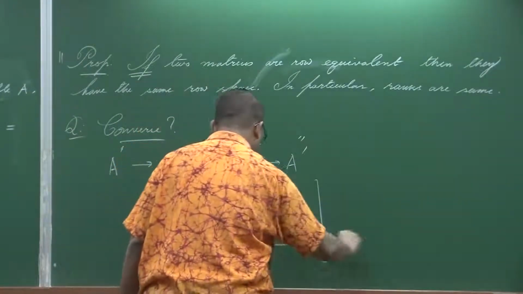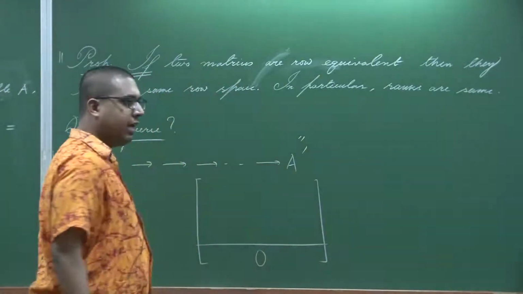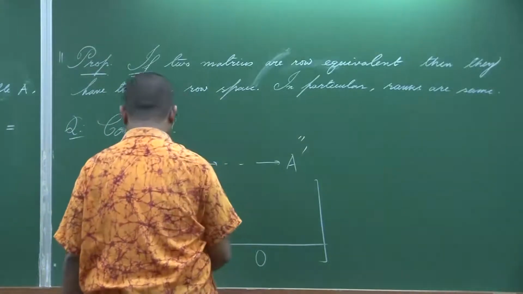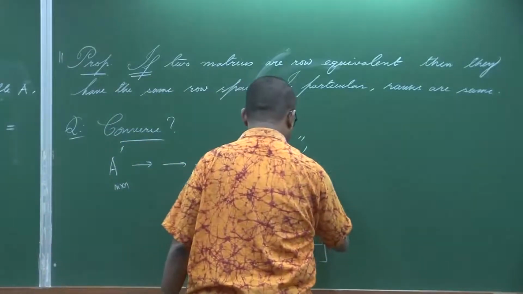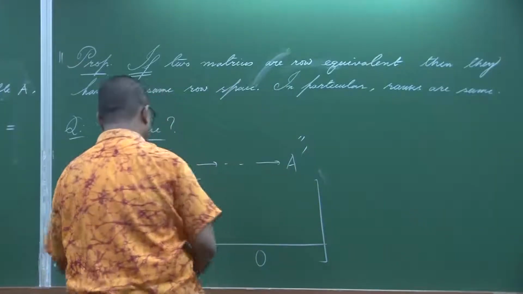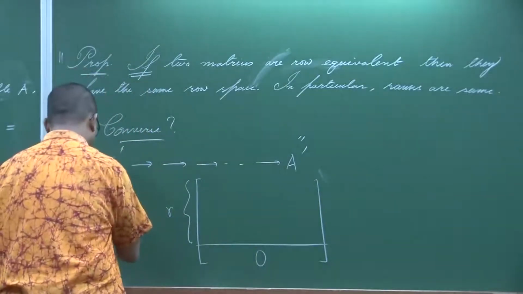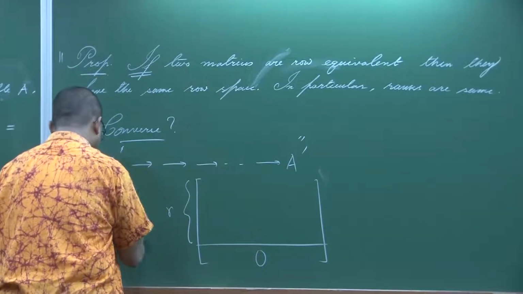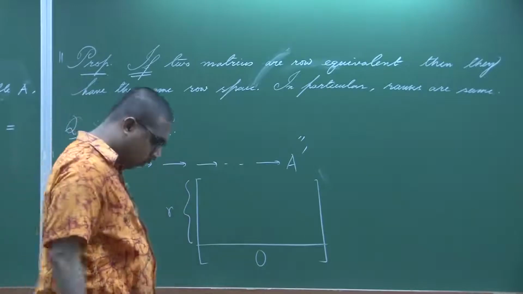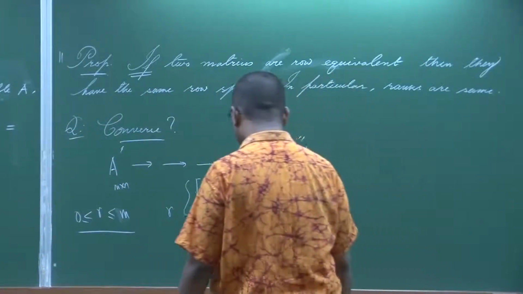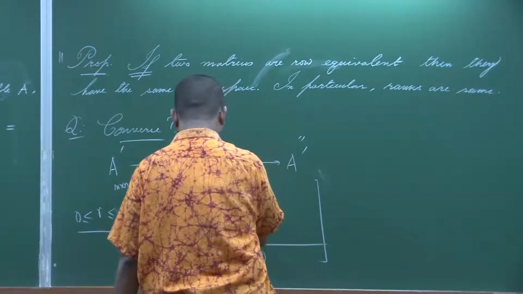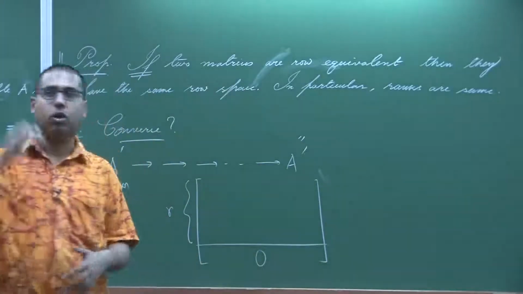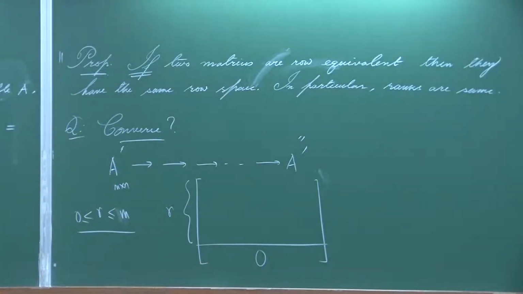A prime might have some zero rows which you do not care about. If the size is m by n, so this has n columns, let us assume that R, with R less or equal to m, is the number of non-zero rows. Therefore, in the row echelon form, we always keep the non-zero rows on the top, arranged properly.